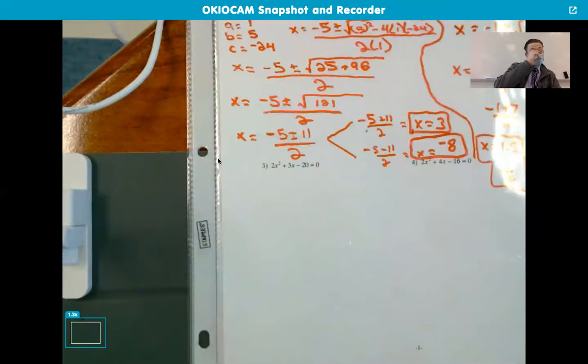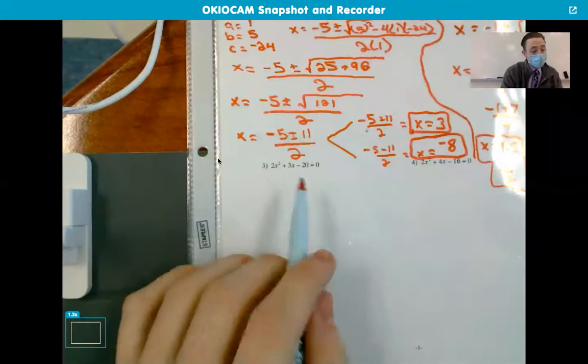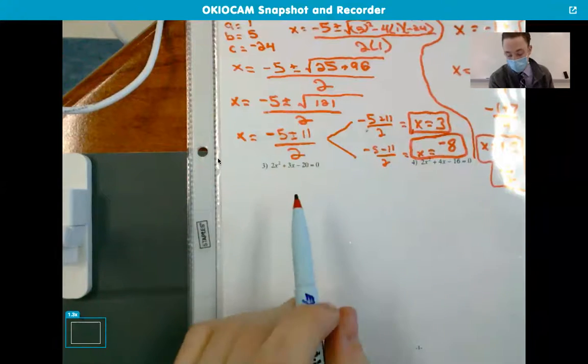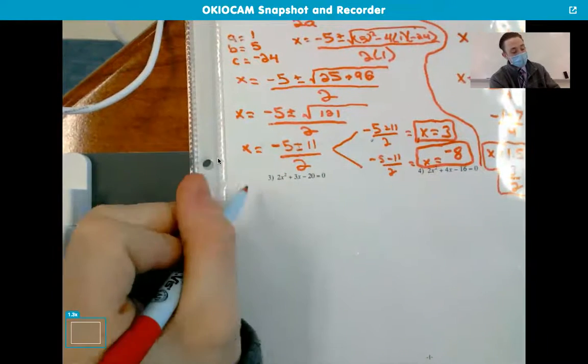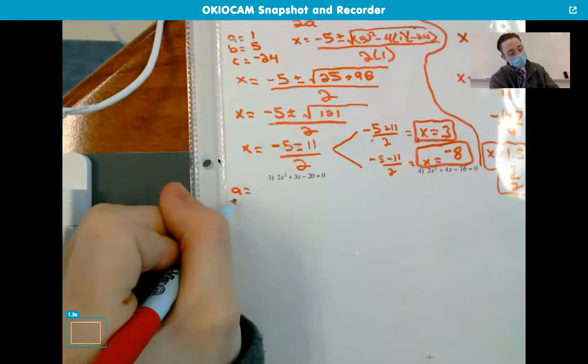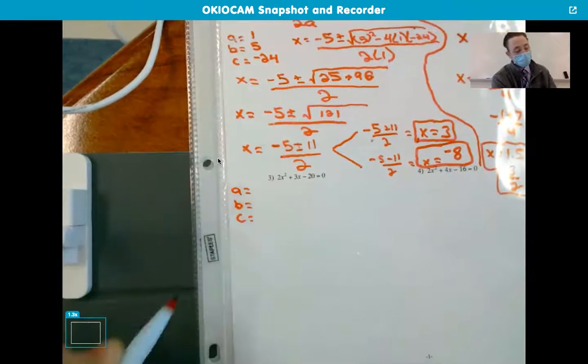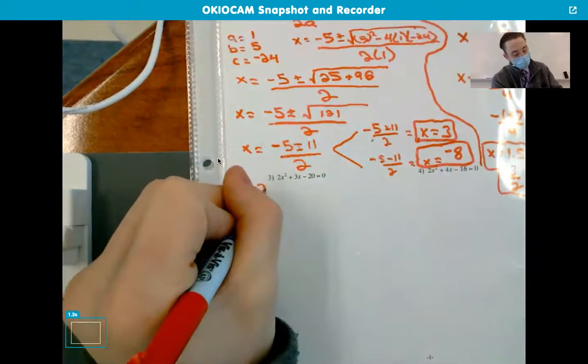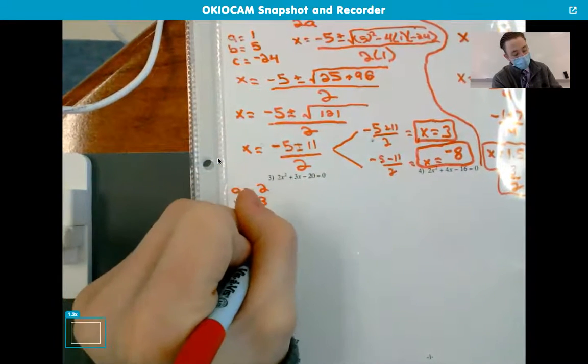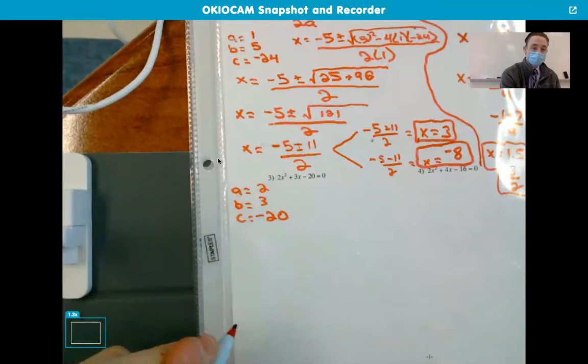What do we have here for example 3? 2x squared plus 3x minus 20 equals 0. It's set equal to 0. I'll go through, list my A, B, and C. What are those values? 2, 3, negative 20. Good.